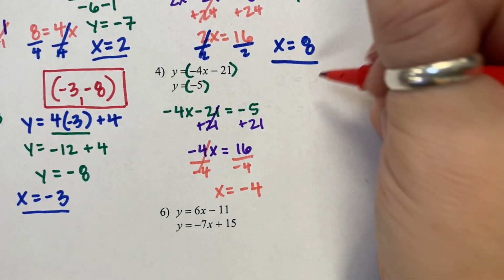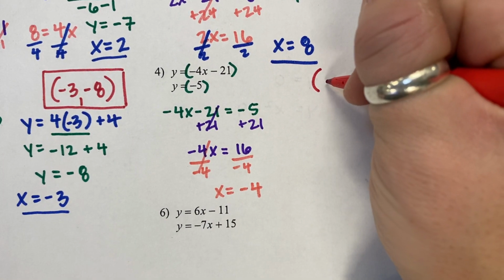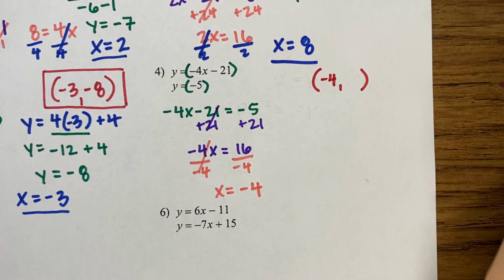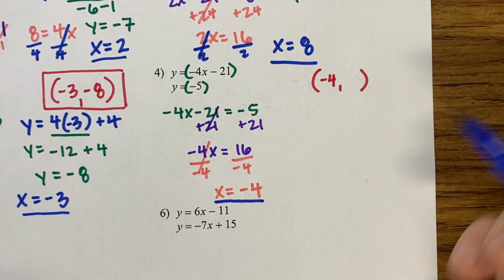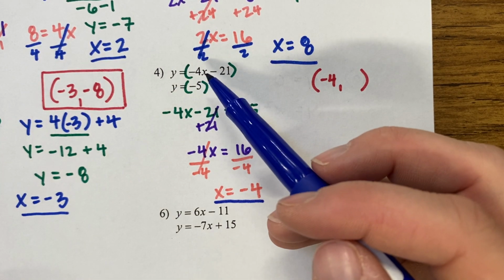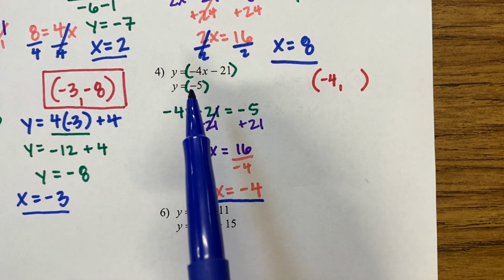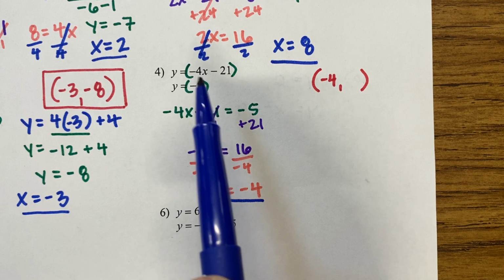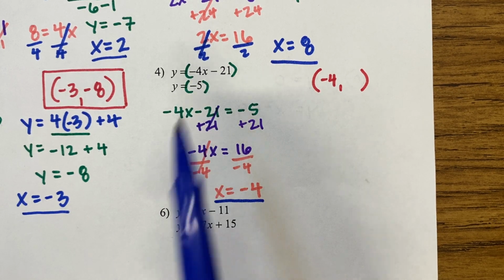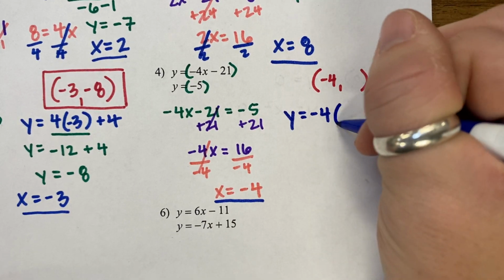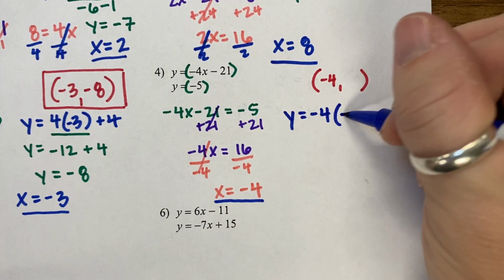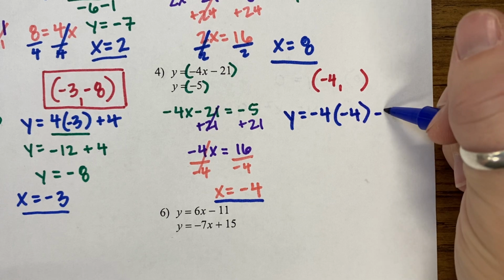Okay, remember this is only the x part of my coordinate point. We also need the y part. Okay, so we're going to take what we found for x, which is negative 4, and we're going to plug it in to whichever one you want. Actually, we don't even have a choice because does my bottom one have an x that I can plug it in? Nope, so I have to choose my top one. So I have y equals negative 4 times x, but now we know it's negative 4, minus 21.